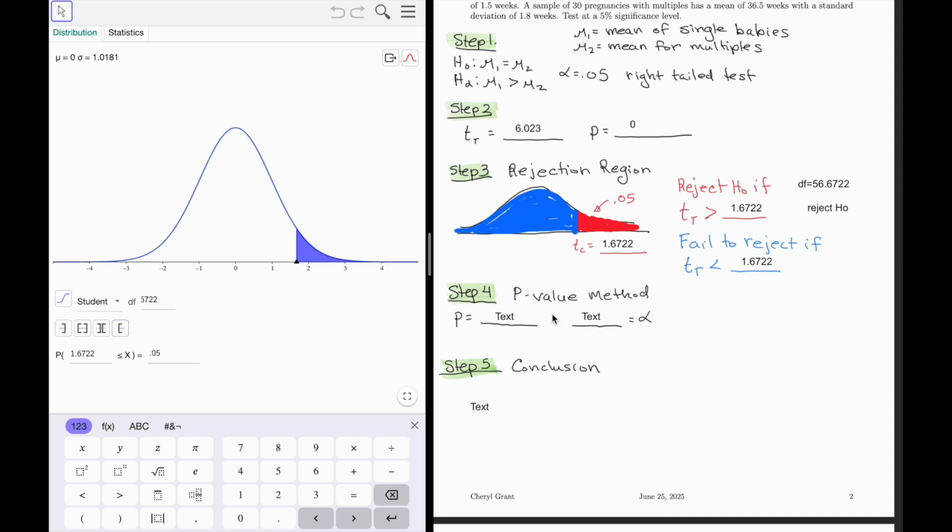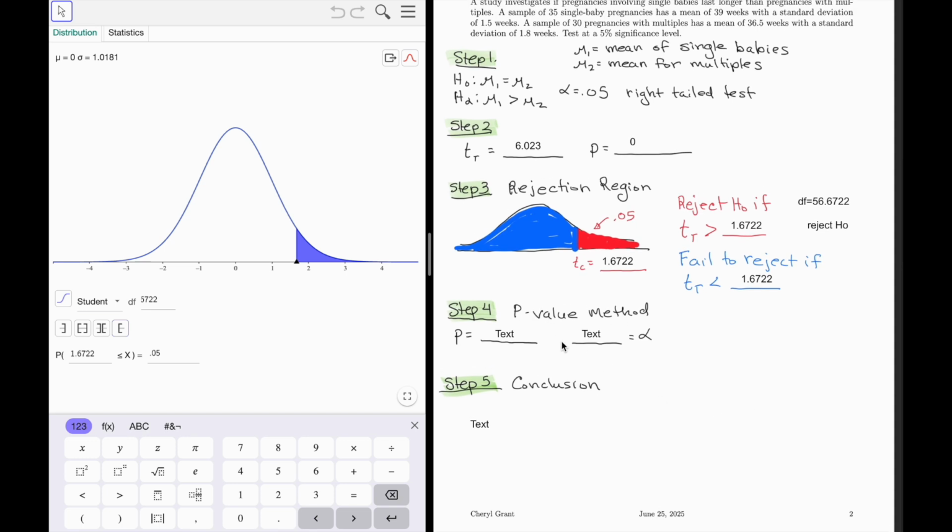All right, now let's look at the p-value method. Our p-value is 0. Our alpha is 0.05. And 0 is certainly less than 0.05. So for step 4, I'm also going to say reject H0.